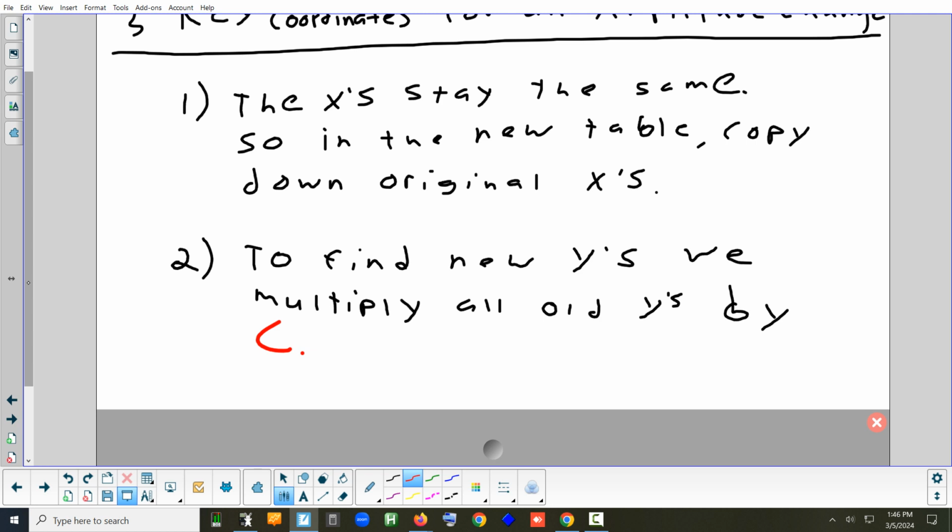So no phase shift on the homework today? No, there are no phase shifts on the homework tonight. Just vertical stretches and vertical shifts.